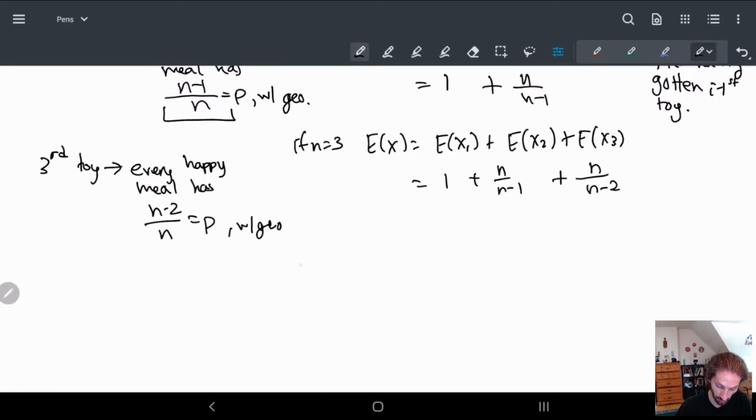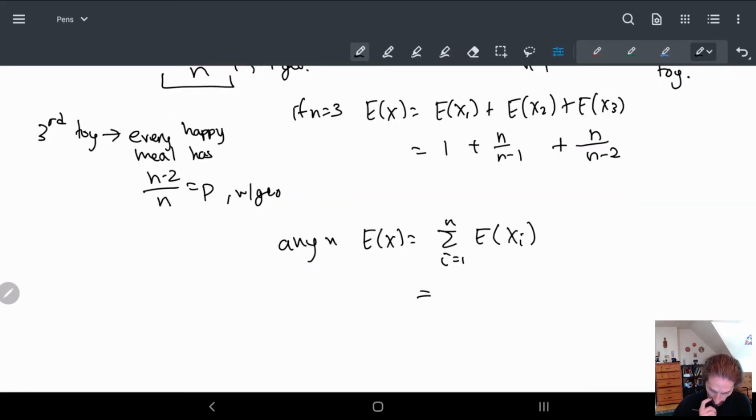Basically, if we want to do just n, any n, E of X is just the sum of all the E of Xi from i equals 1 to n. And so what do we have? Technically, if you look at it, this is n over n. So in essence, I want n, and then I want to subtract something. What do I want to subtract? If i is equal to 1, I want to subtract 0. If i is equal to 2, I want to subtract 1. So I want to subtract i minus 1.